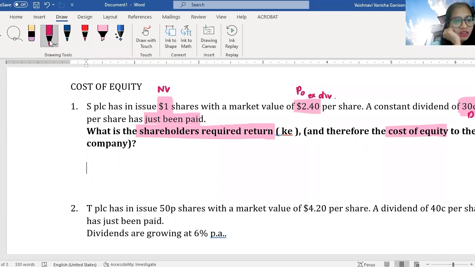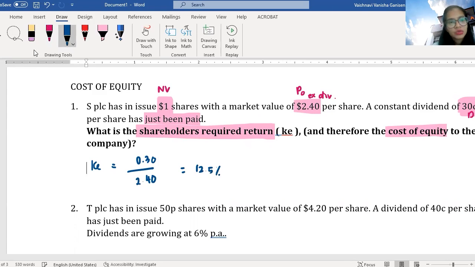Here, to find my KE, he did not give you the value of g. That means this particular company's dividend has got no growth. That's why he said constant dividend. So it is 0.30 divided by 2.40, which equals 12.5%.